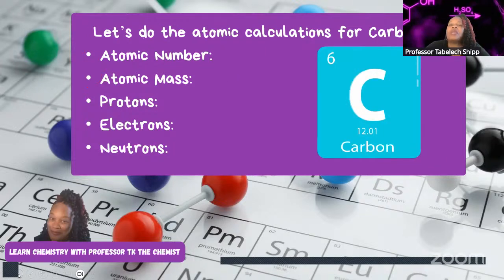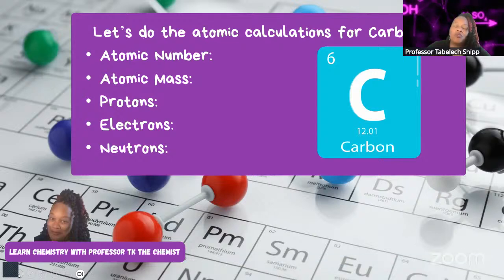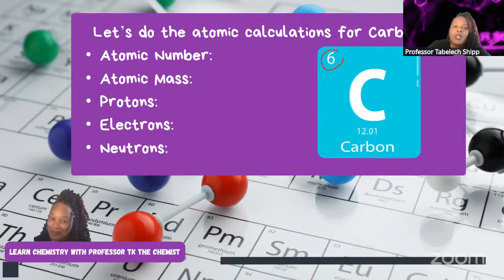Let's do another example here for carbon, okay? I know we've talked about these elements before, but again, I want to make sure that you guys have a great understanding of how all this works. So again, if you look at the atomic number, right here, the one that I'm circling, that atomic number is 6. So guess what? Protons are going to also be equal to 6, and my electrons are going to also be equal to 6.